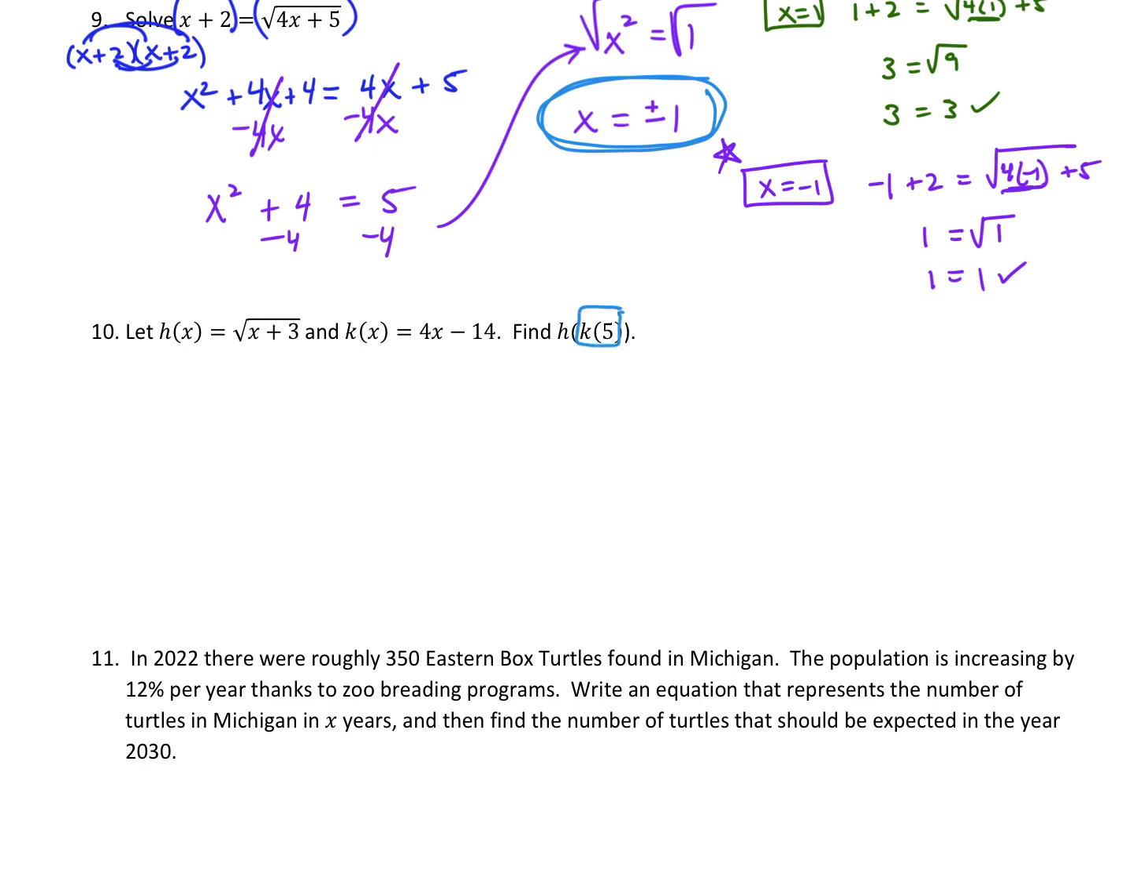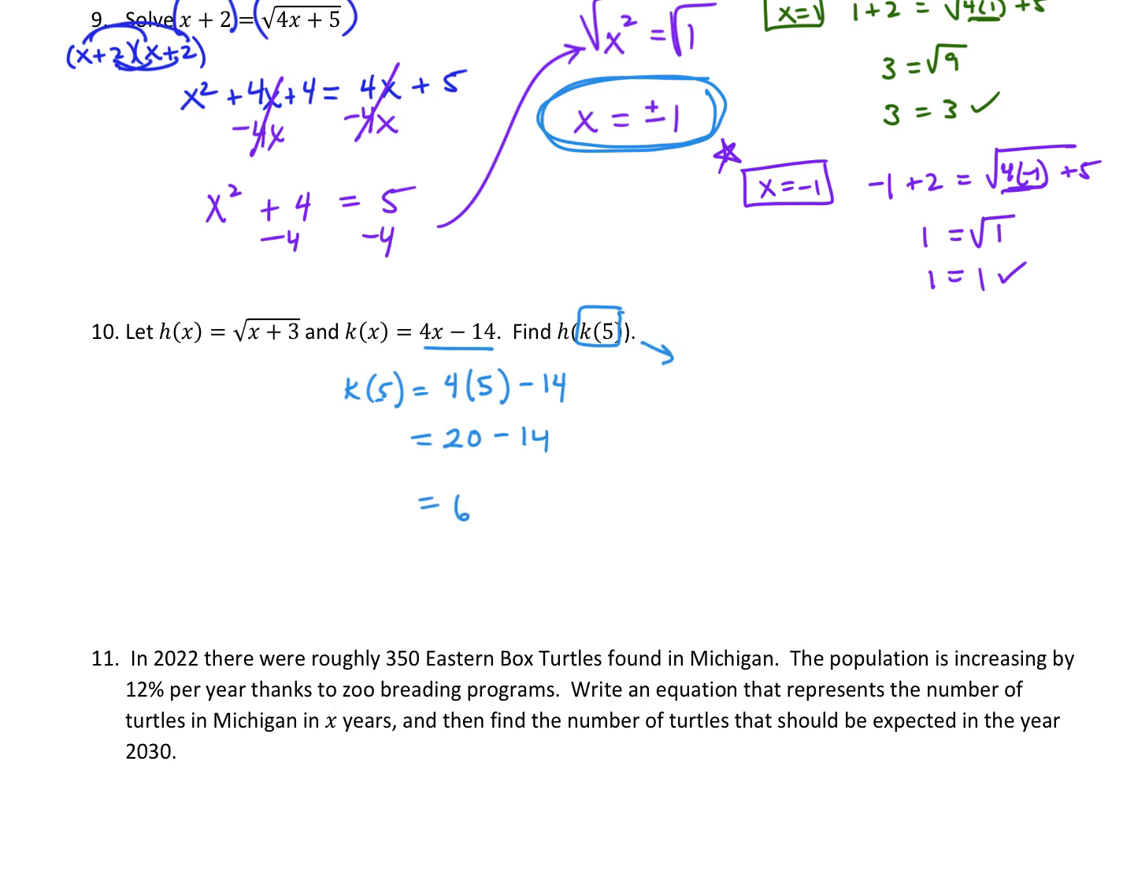So k of 5, we're going to take our k function and we're just going to plug in a 5 for the x's. So here's our function. Instead of 4 times x, we're going to plug in a 5. 4 times 5 minus 14. 4 times 5 is 20. 20 minus 14 is 6. So k of 5 is equal to 6.